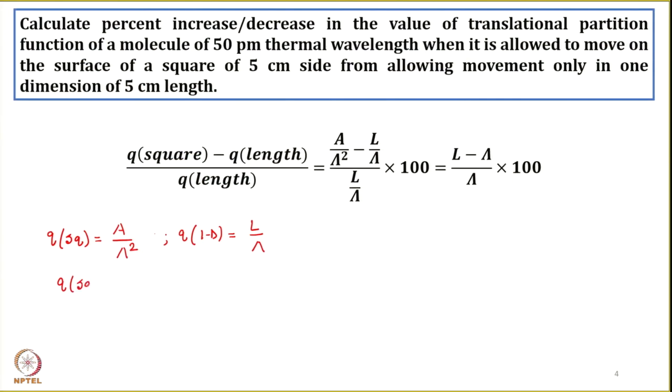So we need to now find out how much is the difference when the molecule is allowed to move from 1D movement to 2D movement, and 2D here is a square. So what is the change? Let us try to find out. I am interested in Q square minus Q 1D divided by Q 1D, and I am interested in knowing the percentage, therefore I will multiply by 100. What is Q square? Q square is area divided by lambda square. Q 1D is L upon lambda, into 100.